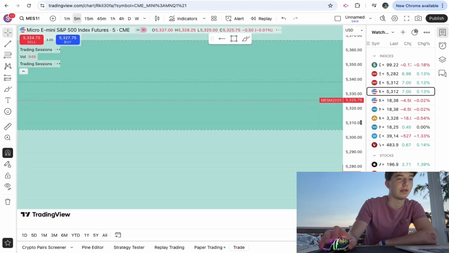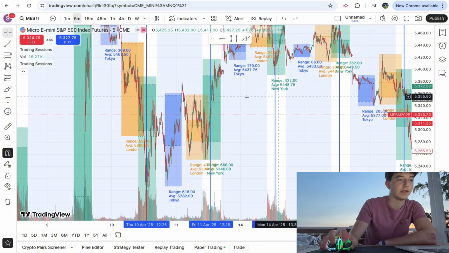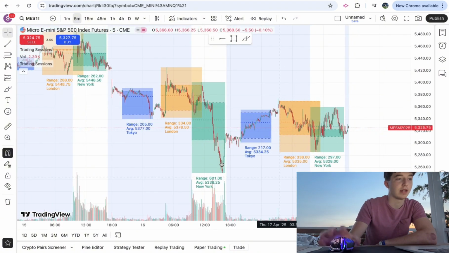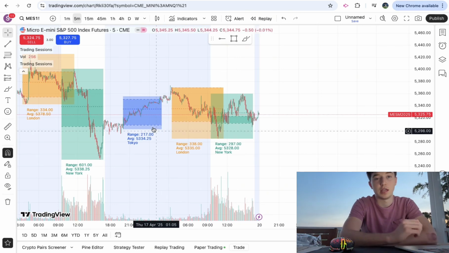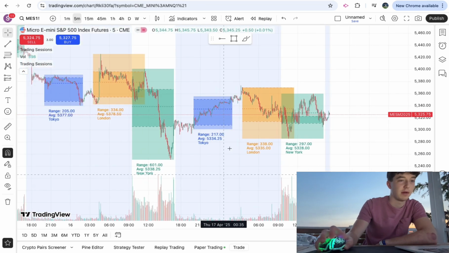Let me zoom out a little bit here. Let me take away this for you, and let me remove these lines for you. So this is what the sessions look like. It marks out the New York session in green, London session in yellow, and Asian session in blue. This just makes it easier for me to personally mark out other things.